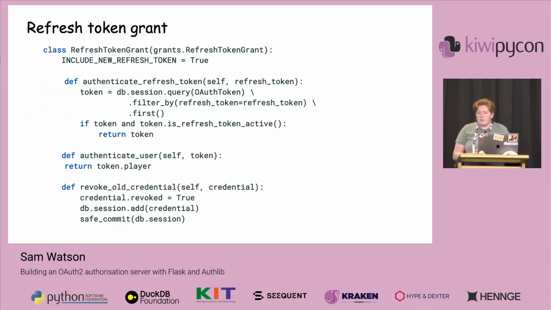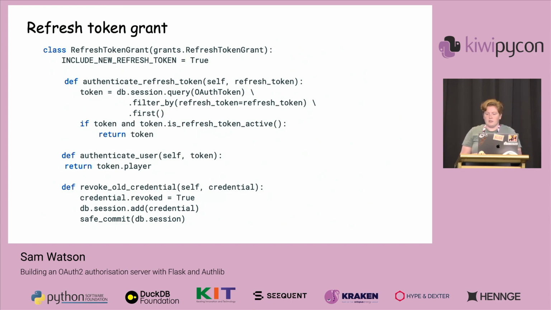To be able to use the refresh token grant, we have to implement 3 methods: authenticate refresh token, authenticate user, and revoke old credential. Authenticate refresh token just does the work to make sure the refresh token is legit and active. The authenticate user method just grabs the player object from the relationship to the token object that we're supplied with. And revoke old credential sets a Boolean field on the refresh token object called revoked to true and saves it.